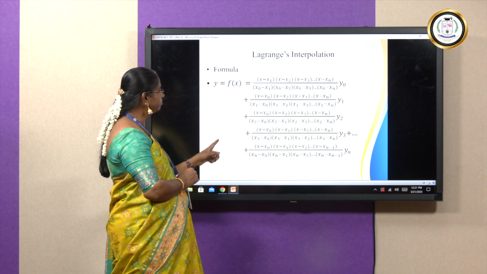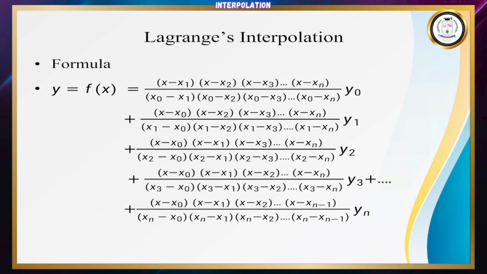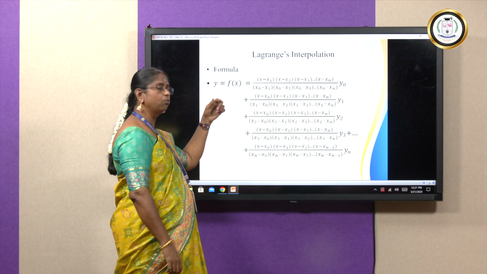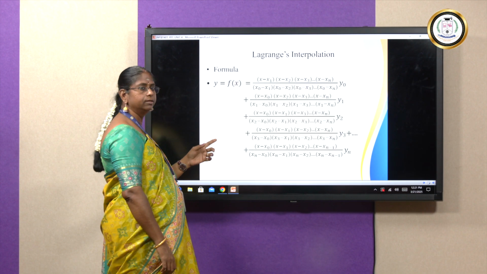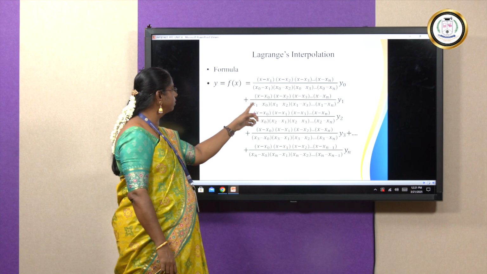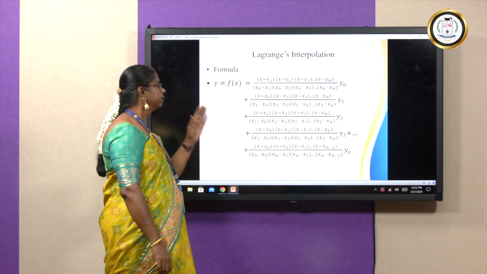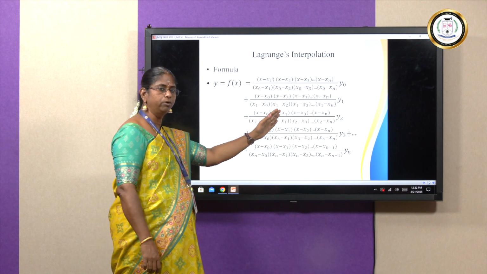In the second term, I have to miss x1. So I am not writing x1; note down, x minus x0, x minus x2, then x minus x3, till x minus xn. And what is not taken has to be taken in the denominator, that is x1. So x1 minus x0, x1 minus x2, x1 minus x3 till x1 minus xn. The corresponding entry is y1.